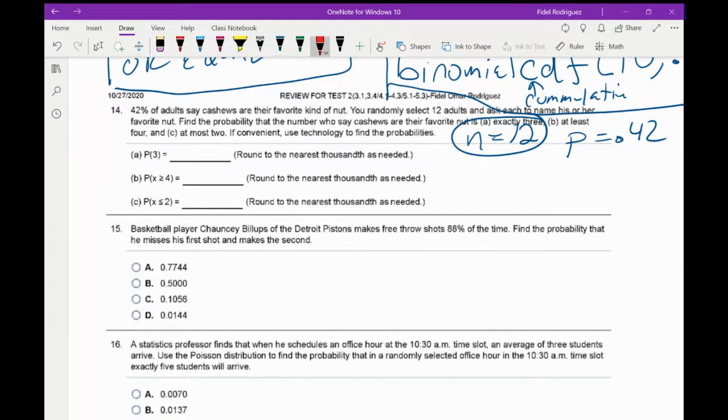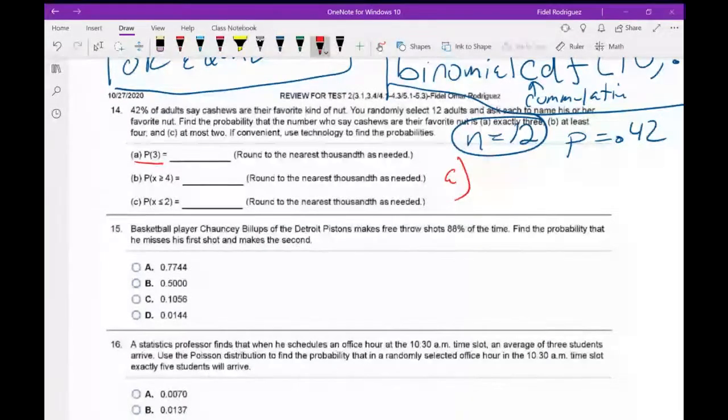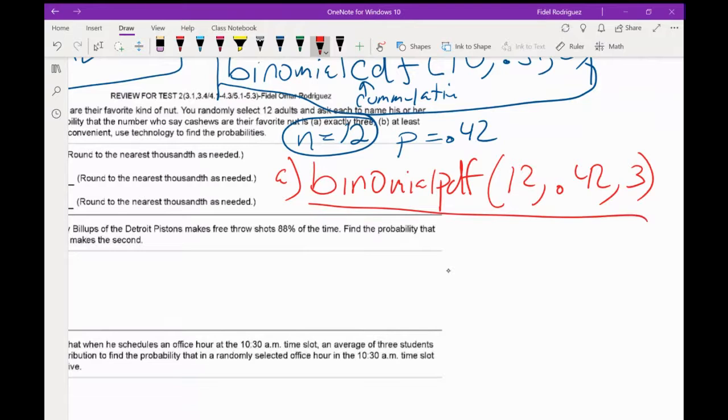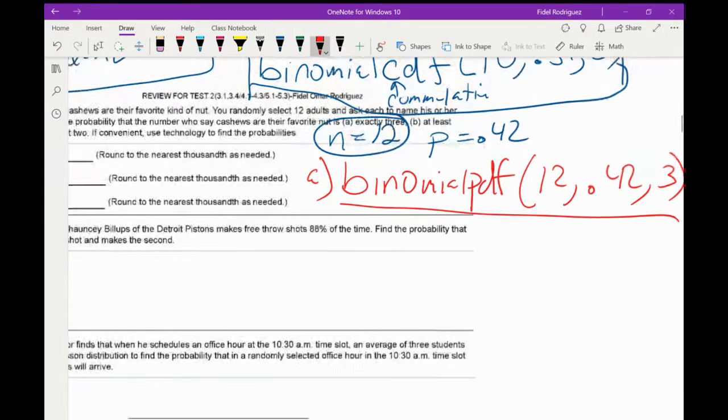Okay, so I'll tell you part A, which is finding the probability of exactly 3. Would I use binomial PDF or CDF? Yeah, PDF, right? So to set it up, we will go binomial PDF, and then we would type in 12, comma 0.42, and comma 3, and that's how we would do part A, right? We would have part A done like that.